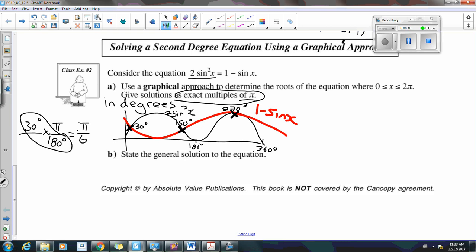So if you do that for each of these, so we know the first one's pi over 6. When you do that same thing with 150 degrees, you get 5 pi over 6. And when you do that with 270 degrees, you get 3 pi over 2. So those are your solutions. I'm stopping there because it told me within 0 and 2 pi. That's also why it would probably have been a good idea to set your window with a maximum value of 360 degrees so that you don't see more and more solutions there.